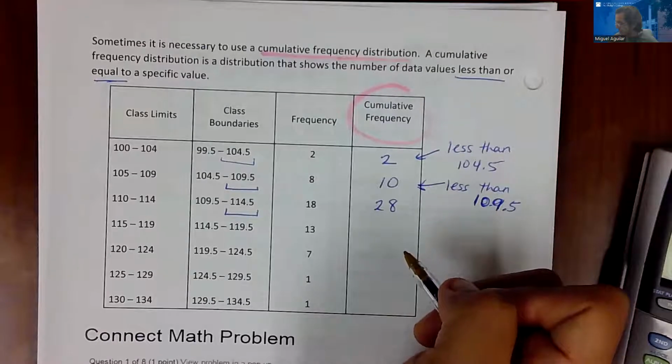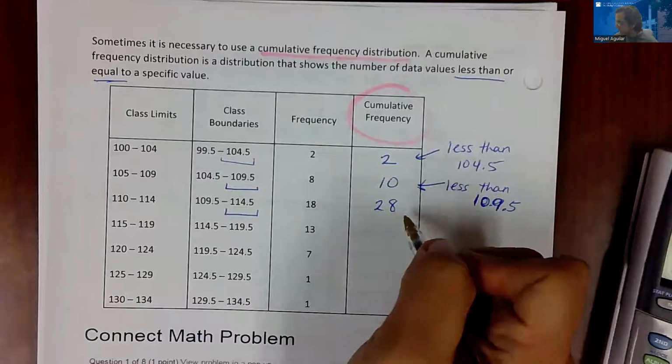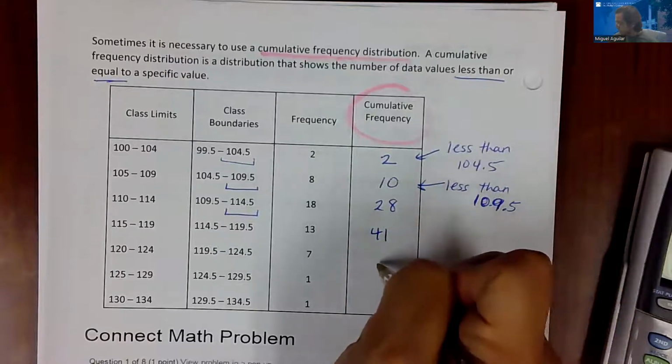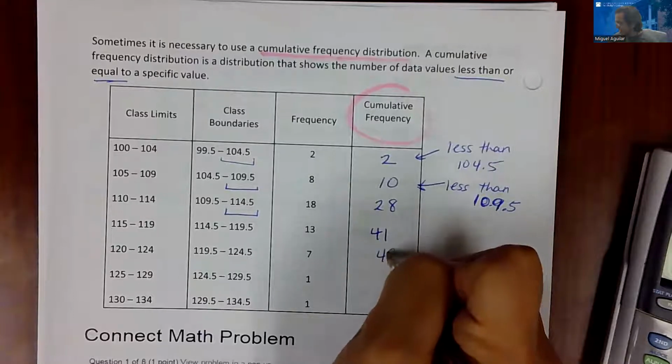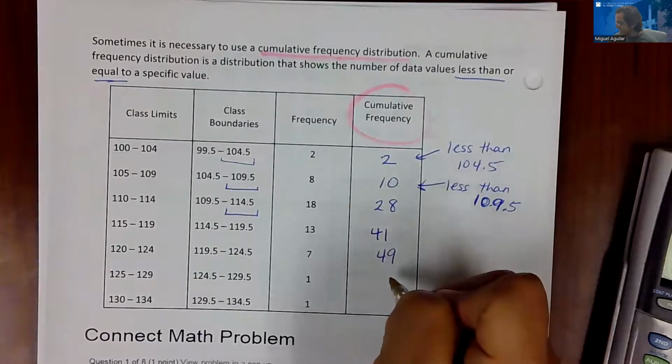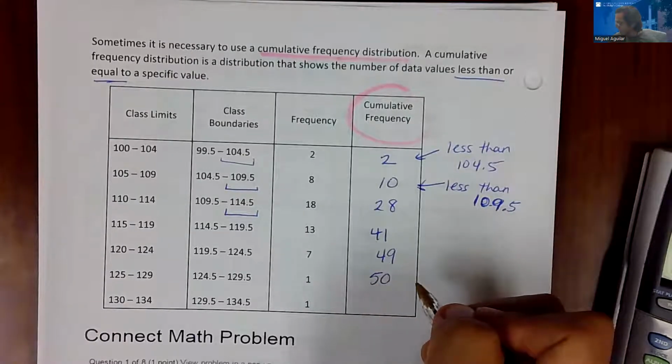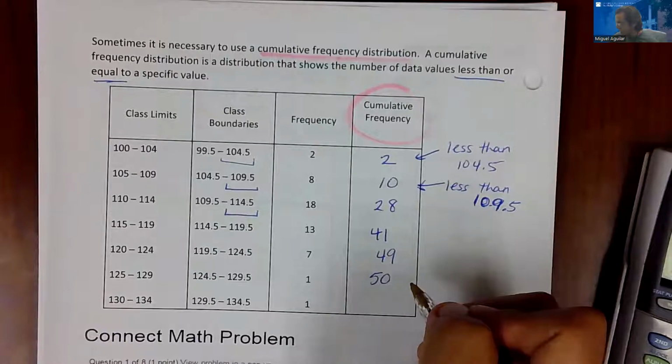Is it 41? Because that goes up to 31. And then, yeah, it looks like 41 to me. And then what should the next value be? 49. 49. And the next one? 50. 50. And the next one? It looks like it should be 51.